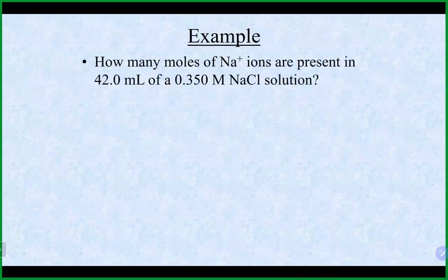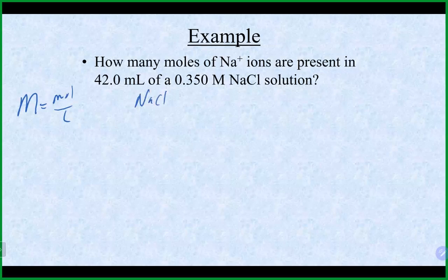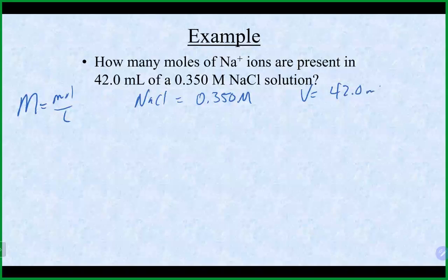All right, so let's try another one here. We are looking for how many moles of just sodium ions are present in 42 milliliters of a 0.35 molar solution of sodium chloride. All right, so take a shot at it, see what you get. Again, we're looking for just the sodium ions in this case. So once again, we're dealing with molarity, which is our moles per liter. We are given the molarity of our sodium chloride, which is 0.35 molar. We do have the volume given to us, which is 42 milliliters. And we are looking for the moles of the sodium ions.